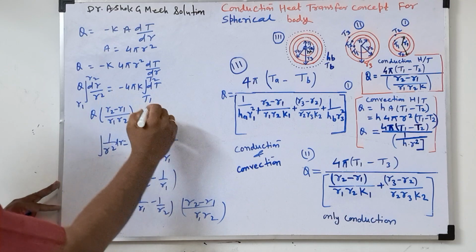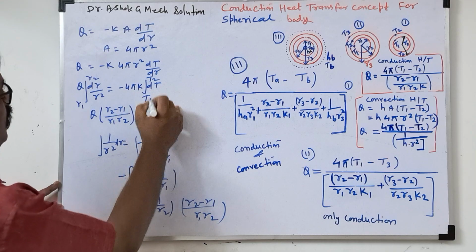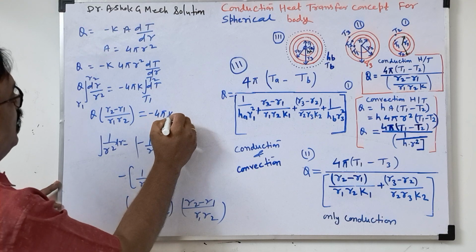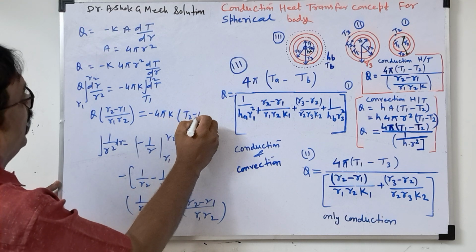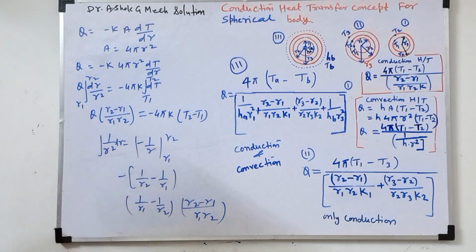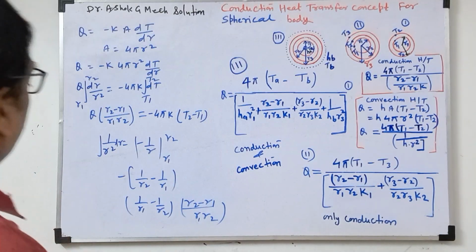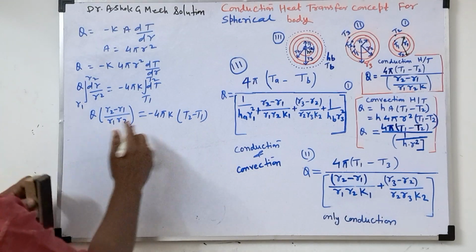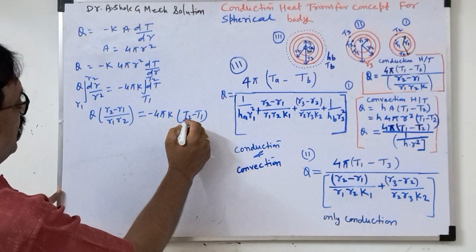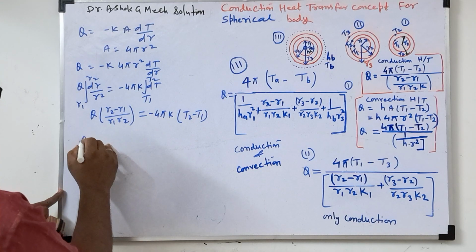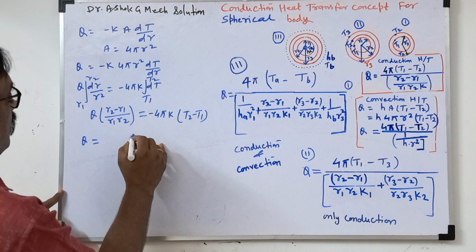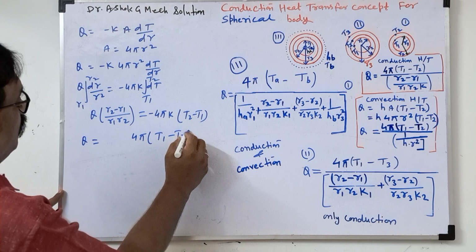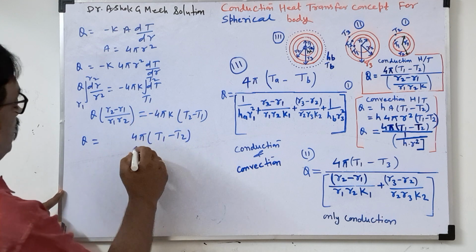So this came. Now T2 minus T1 will come. We'll write one more step: minus 4 pi k T2 minus T1. Now what is the thermal resistance, we'll write here. It will be T1 minus T2, now this will become plus. So Q is equal to finally 4 pi T1 minus T2, due to the negative sign interchange.